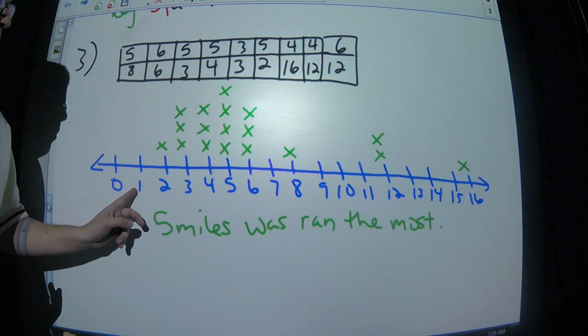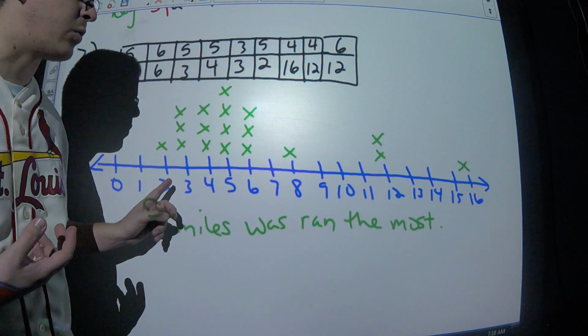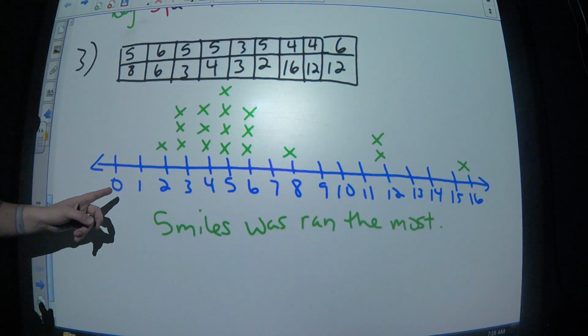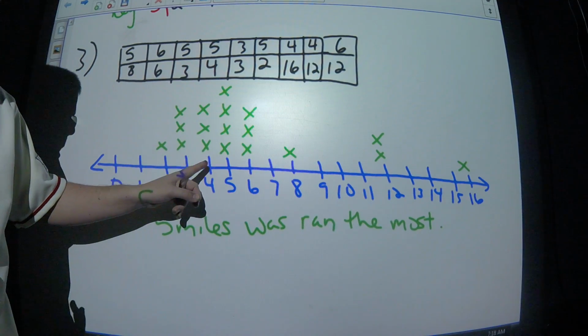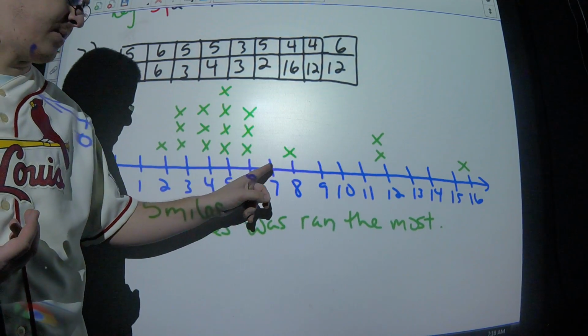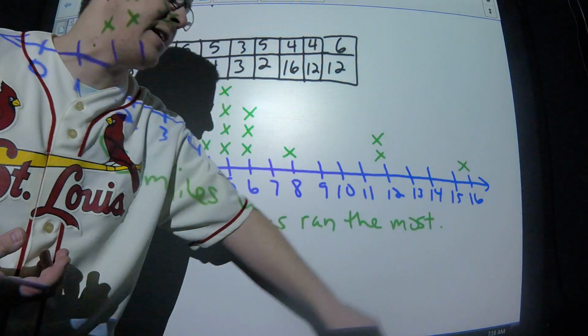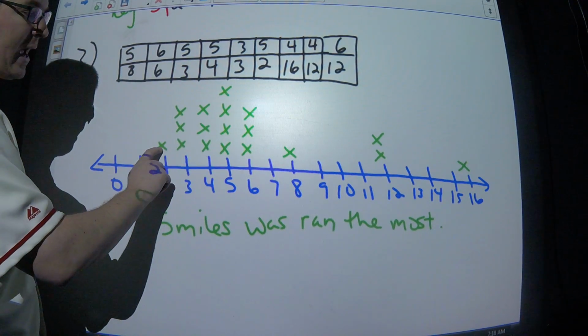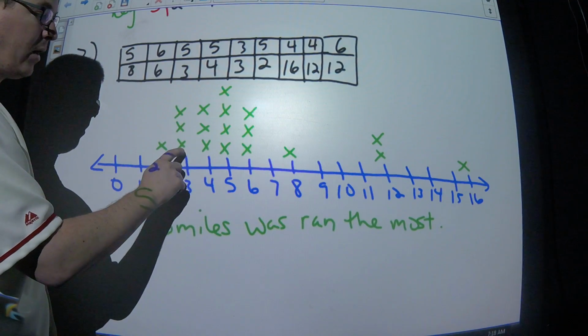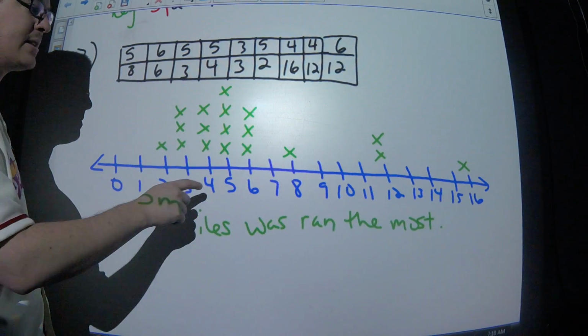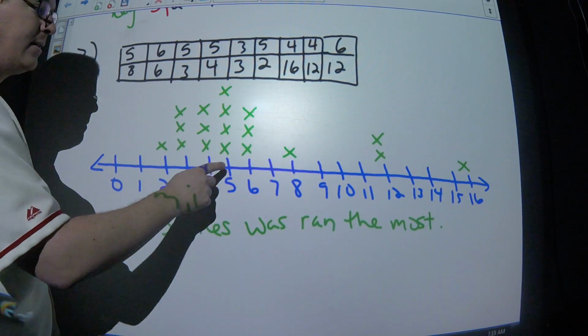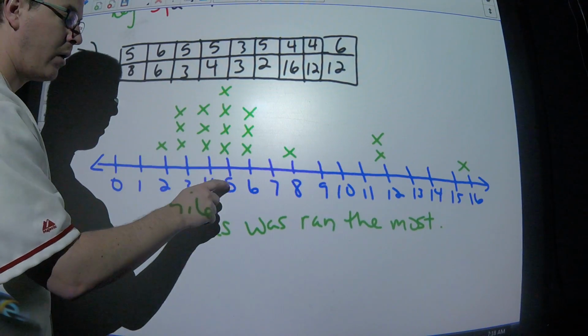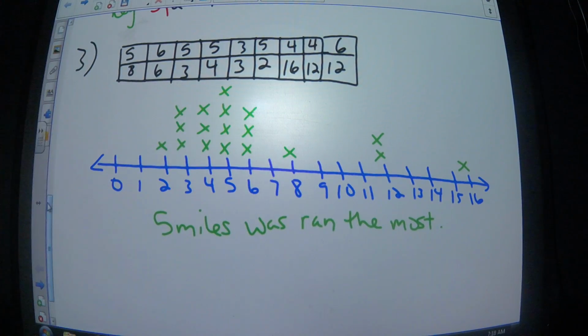And then the question asked, which number of miles was ran the most? Well, 2 miles, 3 miles, 4 miles, 5 miles, 6 miles, 8 miles, 12 miles, and 16 miles has something on it. The one that has the most is the one that's going to have the most X's. Well, I have 3 3s, but I also have 4 5s, which is the greatest. So 5 miles was ran the most.